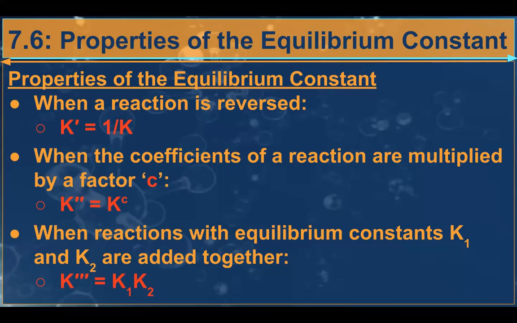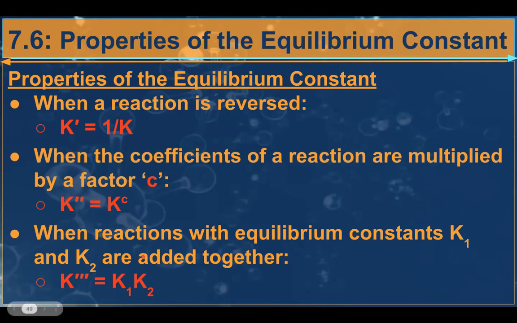Now, two of these three things we have already covered. If we reverse a reaction, we know that the new equilibrium constant is going to be the inverse, or 1 over K, of our original reaction. If we multiply the coefficients of our reaction by anything, 1/2, 2, 3, 7, well, our original K value we will take to the power of that factor in order to figure out the new equilibrium constant.